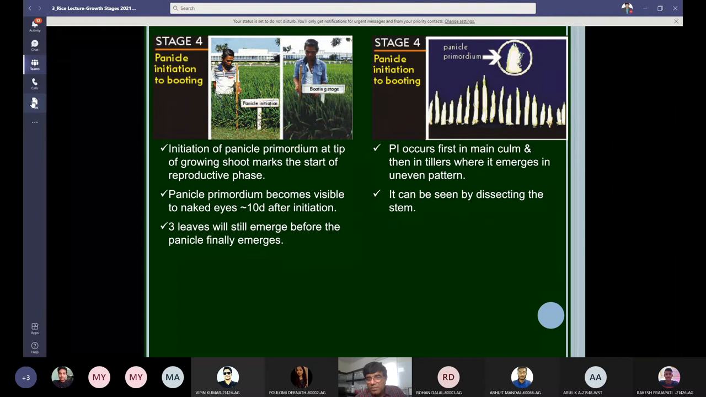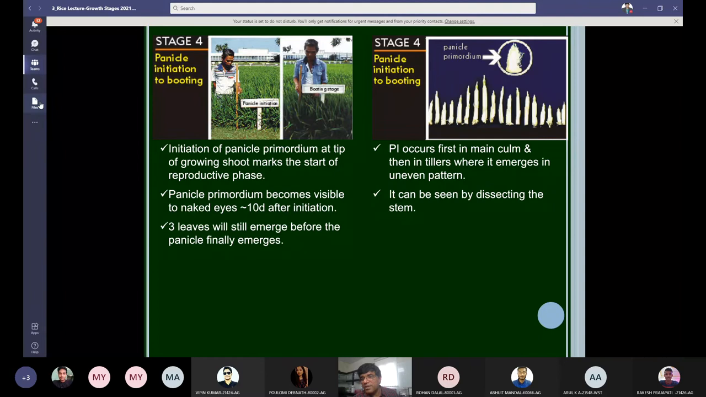Three leaves will still emerge before the panicle finally emerges. Panicle initiation occurs first in the main clump. So it depends upon the age of the tiller. If your tiller is old, panicle initiation will happen as per the age. Older tillers will start panicle initiation first, followed by the young ones. So PI occurs first in main clump and then in tillers where it emerges in uneven pattern.